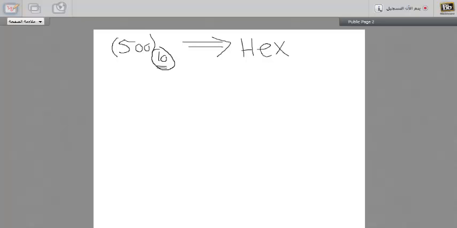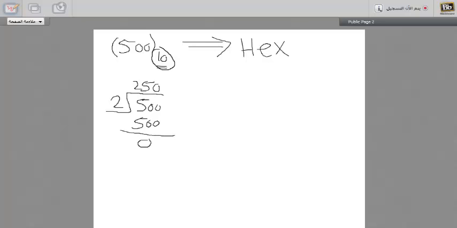So it's fairly easy. Now the question is, how do we convert decimal to binary? Divide by 2. Yeah, thank you. That's right, divide by 2. So let's start the division. We go 500 divided by 2. What's 500 divided by 2? It's 250, right? 250 times 2 is 500.